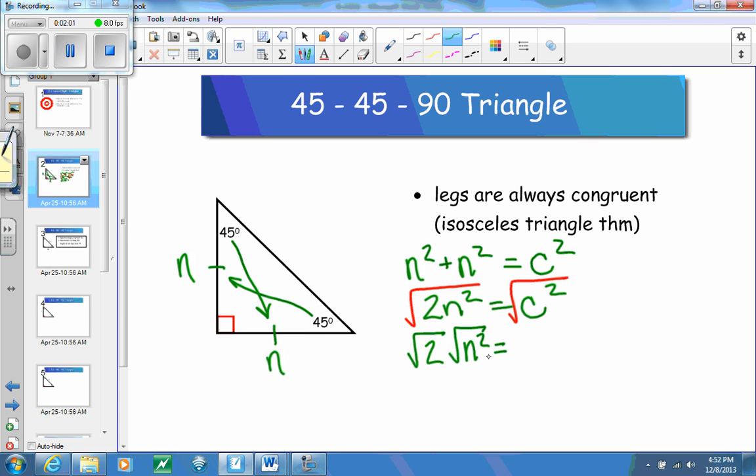The fact that I'm taking the square root of 2 times n squared, I can break this apart. And the square root of 2, we do not know what that is off the top of our head, so we're going to leave it as the square root of 2. But when you take the square root of a square, which we have here of n squared, that square is going to go away, and we're going to get n. And this is going to leave me with n square roots of 2, and that's going to give us what our hypotenuse is. Whenever you're working with a 45, 45, 90 triangle, the hypotenuse is always one of your side lengths times the square root of 2.